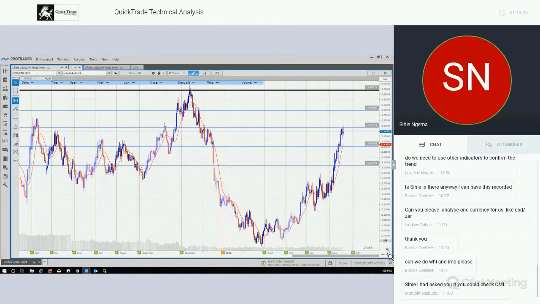But the first one is 1376. We need to first clear 1376, then 1409, 1410. If all these levels fail, we are going up to 1448, 1450. Okay, if you guys have any more questions, let me know. But I think that's what we are likely to see happening on the rand.